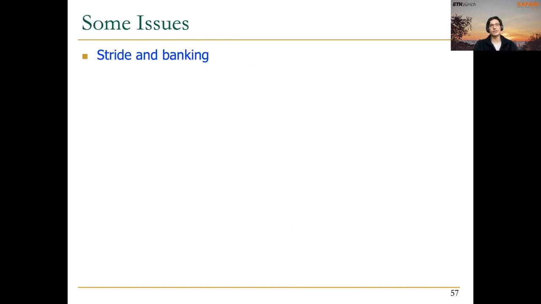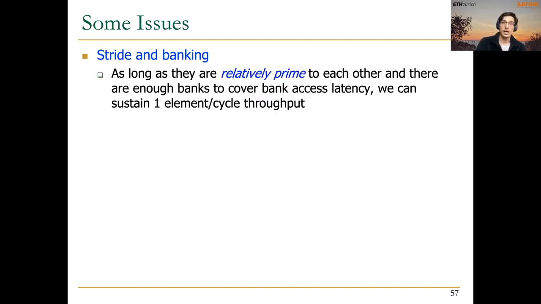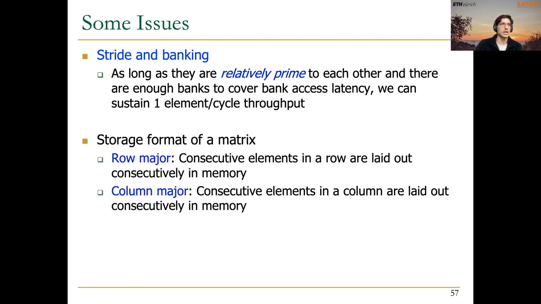Okay, now let's talk about bank conflicts. Some issues with the stride and banking. You were asking before, how is the memory mapped, right? How are the data stored into the different banks that we have? We can do it in different ways.